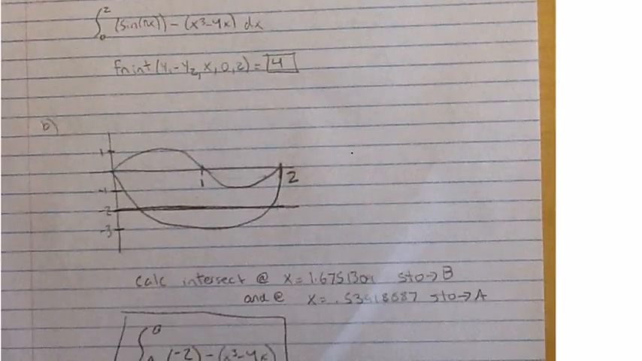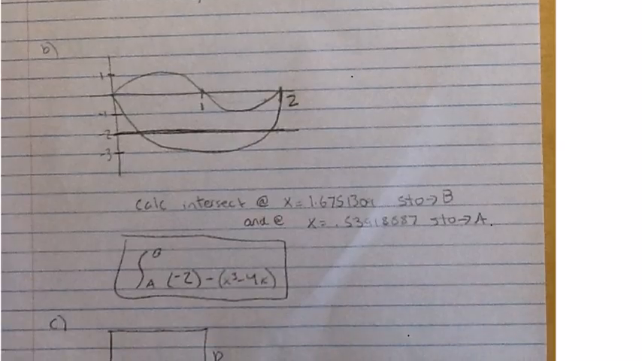So, the next part, B, says, the horizontal line y equals -2 splits the region R into 2 parts. Write but do not evaluate an integral expression for the area of the part of R that is below this horizontal line. So, when we're taking this, we realize that the bounds for this area are y equals -2 and the function x cubed minus 4x.